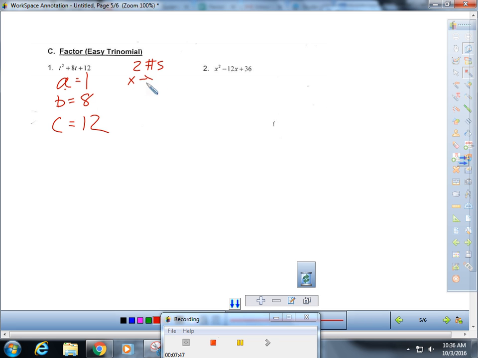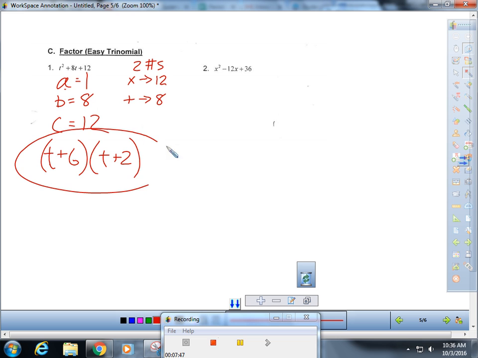They multiply to be 12, and they add to be 8. Looking for two numbers that multiply to be 12 and add to be 8. I think that would be 6 and 2. So this would be t plus 6 times t plus 2. Keep in mind, 6 times 2 is 12. 6 plus 2 is 8. That's our answer. Now again, I don't want you to write this down, but I want you to understand what the heck you're doing. Let's look on another page and let's look at t plus 6 times t plus 2.